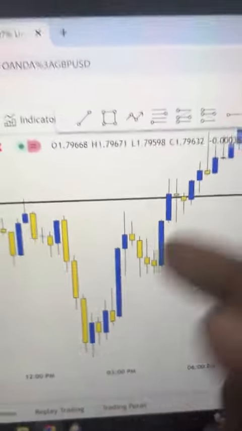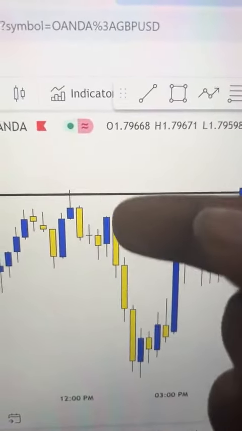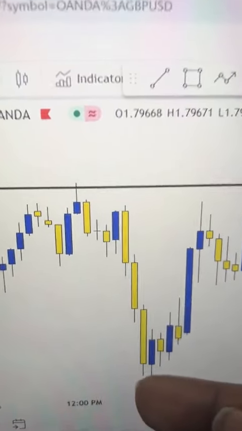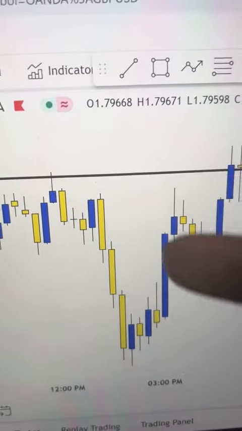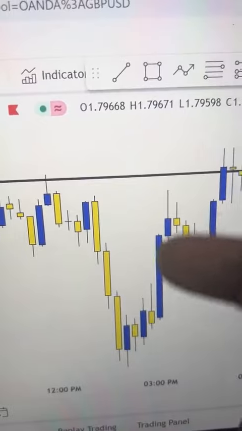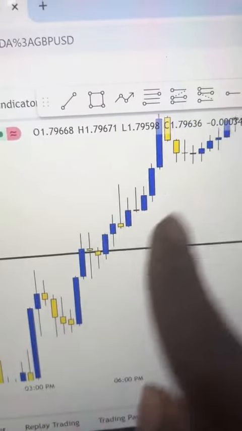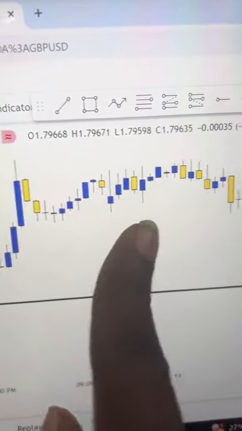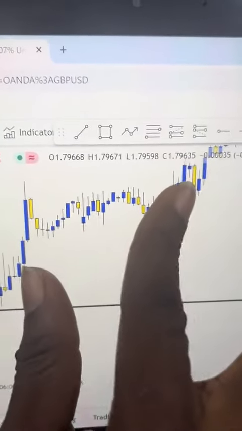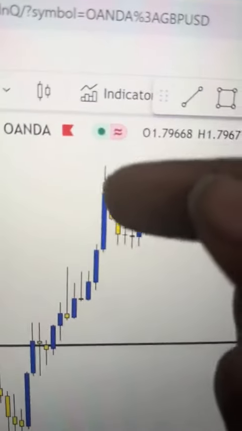All right. So let's say this is a valid pullback. 1, 2, 3 candles. This is not a valid pullback for me. This is a valid pullback. I just want to see three candles. Okay, now, is this a valid pullback?